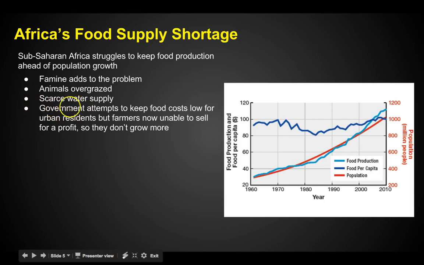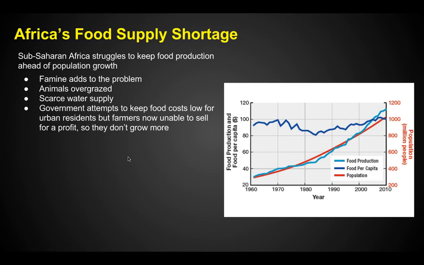So guess what? They can't grow crops there either because the nutrients in the grass are gone. It's hard to find water in Africa because it's not irrigated very well. And if you've got a famine as well, you have problems finding water. And the government attempts to keep food costs low for urban residents. So they force down the price, but then farmers who are growing it and sweating, trying to get every ounce of crop out, can't sell it to make a profit because the government keeps the prices low. So if you can't make a profit, why would you grow more than you need for your own family?